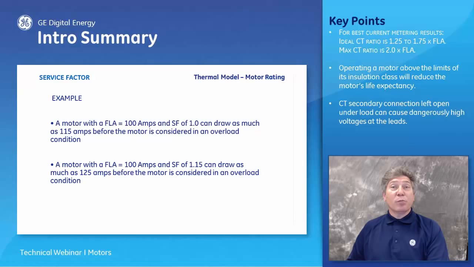CT polarity is very important. The polarity markings indicate the relative instantaneous direction of current in the windings.